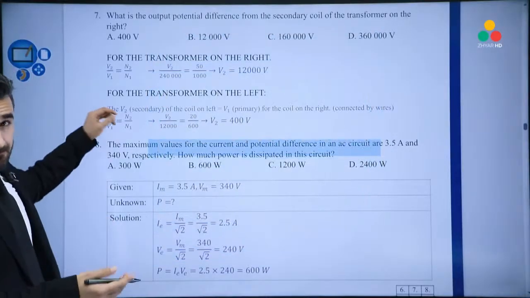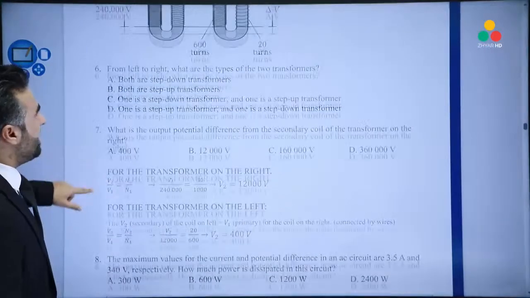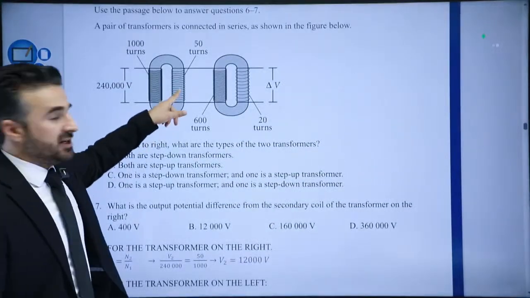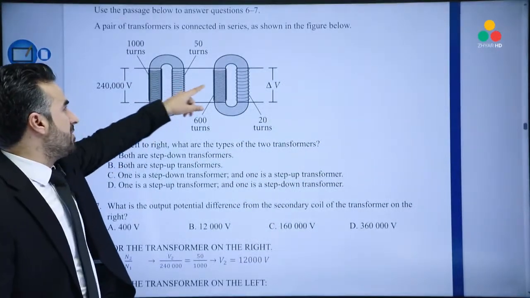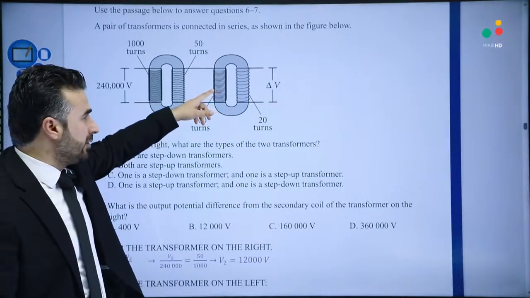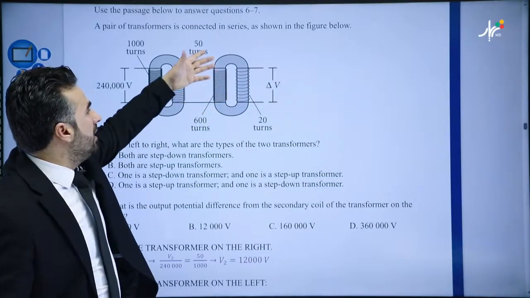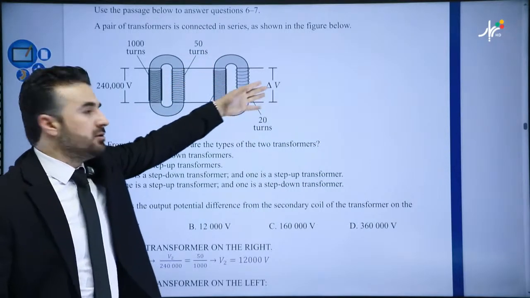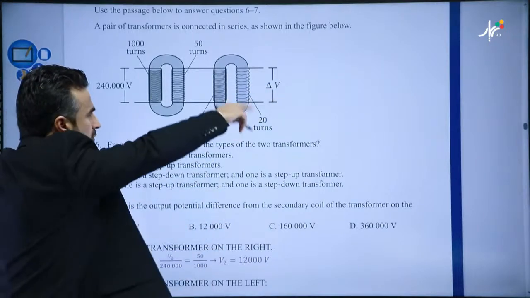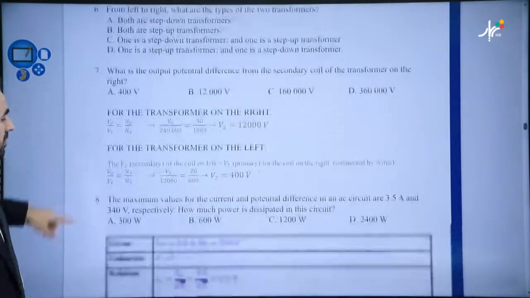Okay, so as you can tell, there's no trick in this. The only idea is once you find V2 here, this V2 is the same thing as V1 for this transformer. Then using V1, N1, N2, you'll find V2 for the right transformer. And that's all of it, yeah?